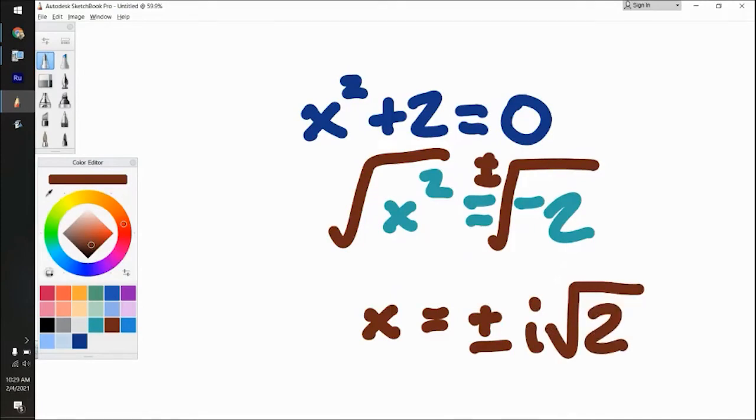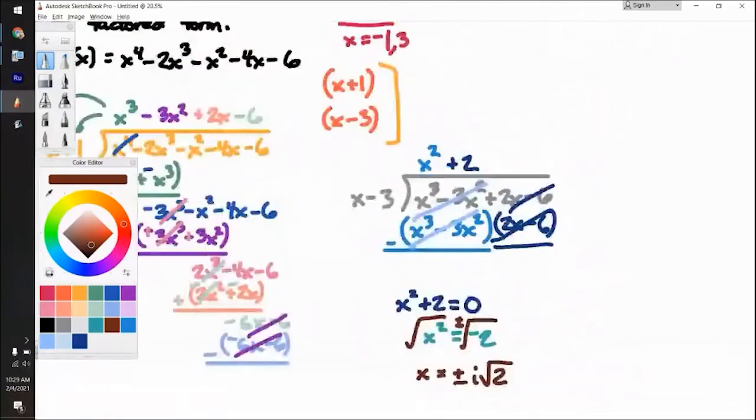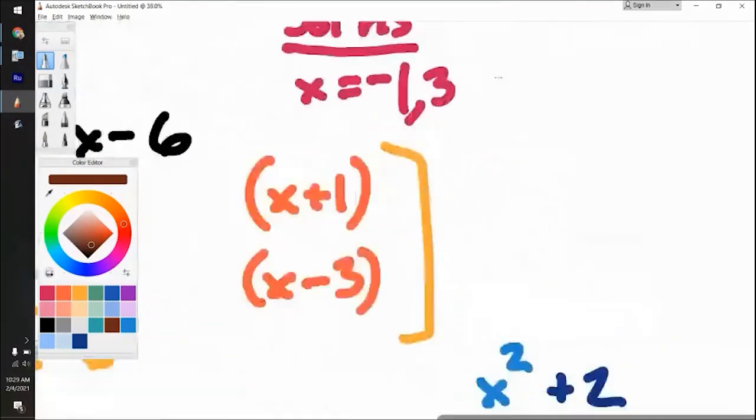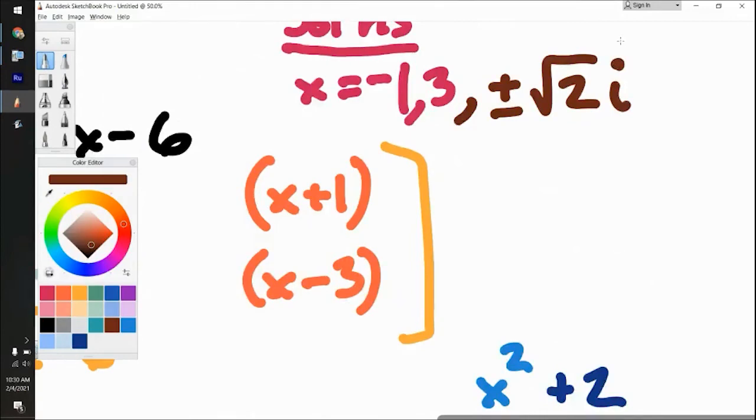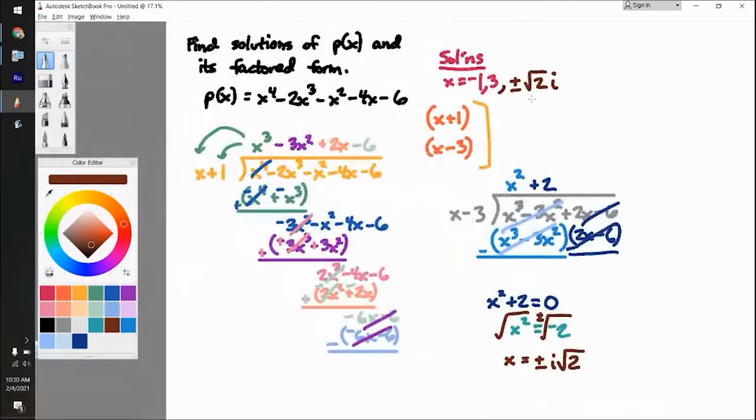Okay? So now you found 2 other solutions plus the 2 we had before. So you technically found all the solutions. All right, so it's plus or minus root 2 i, or i root 2, it doesn't matter, it's the same thing. So now we have the 4 solutions, so we're good with that.